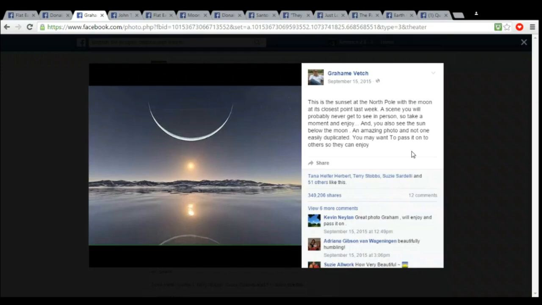This is coming from Graham Vetch. This is the sunset in the northern pole with the moon at its closest point this week. A scene you will probably never get to see in person, so take a moment and enjoy. And you also see the sun below the moon, an amazing photo, and not one easily duplicated. You may want to pass it on to others. Enjoy.